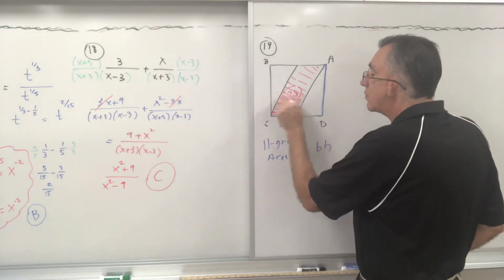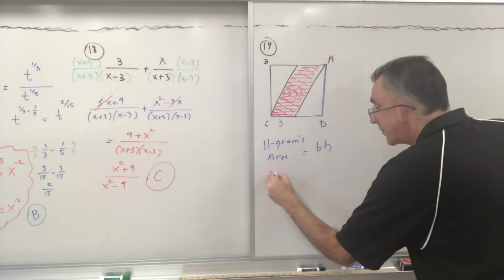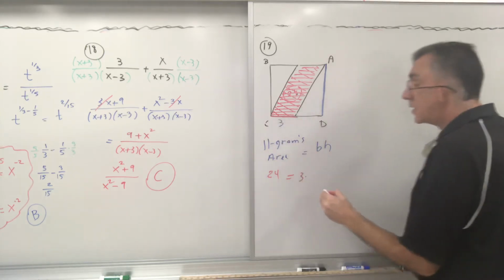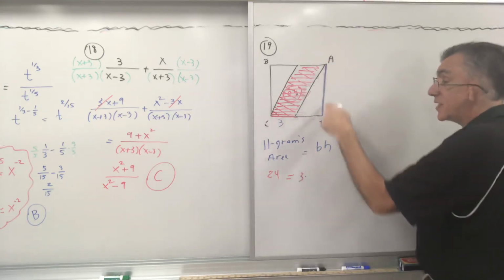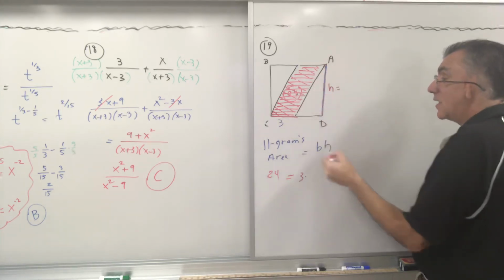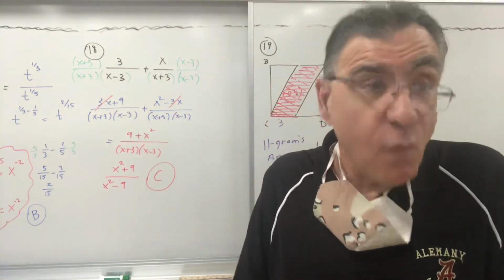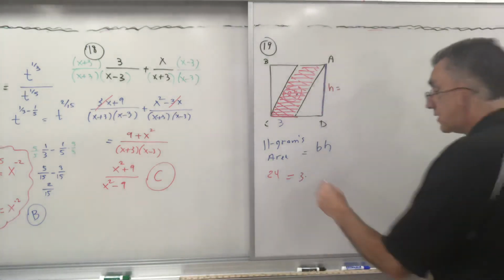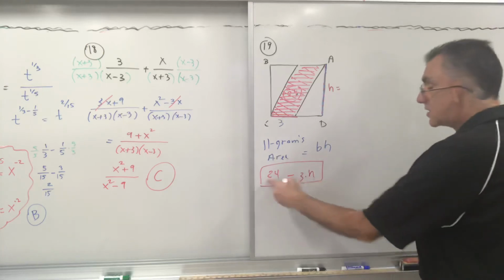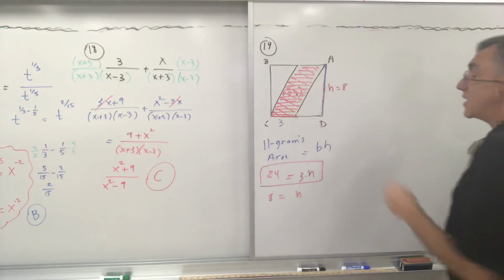The area of this parallelogram is 24. We know the base of the parallelogram is 3. Now remember the height is right here, and that's the important thing, because if I can figure out that side, I can just multiply by 4 to get the perimeter. So I know that 3 times h is 24. That's not a hard equation to solve. Just divide both sides by 3, so I can calculate that h is 8.